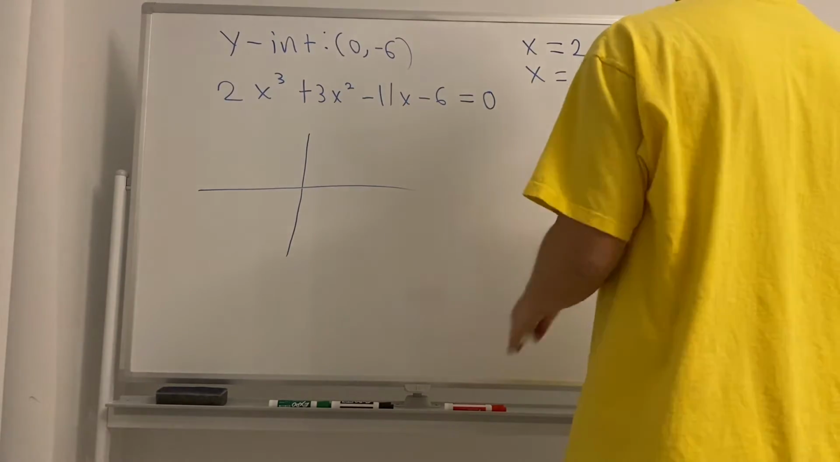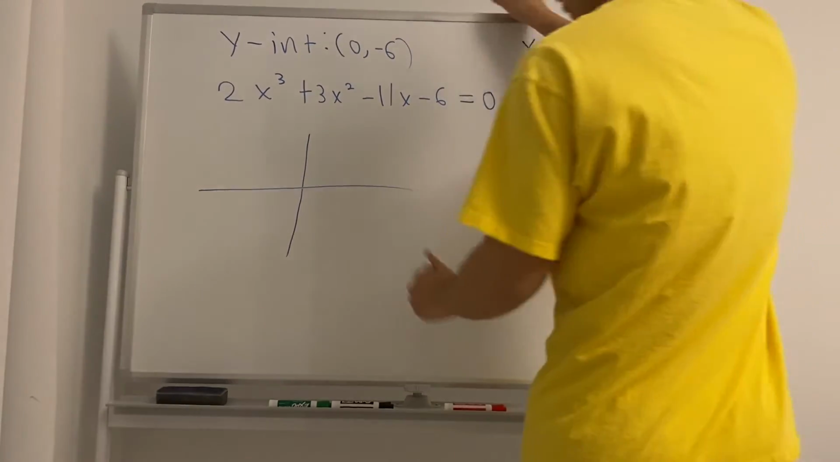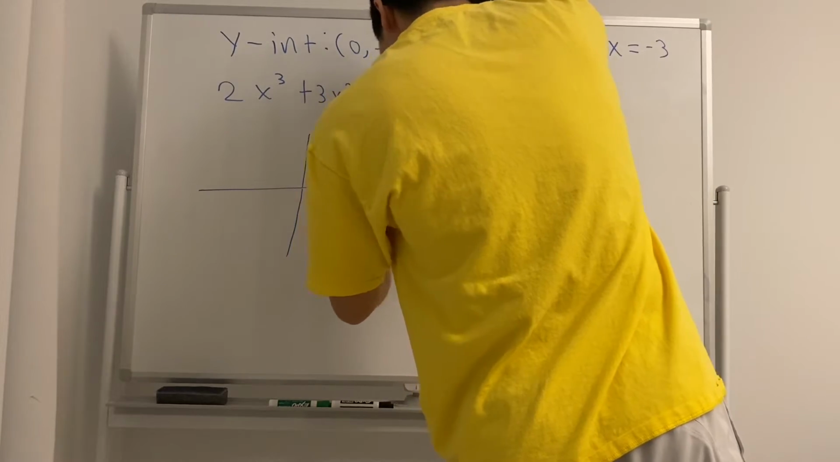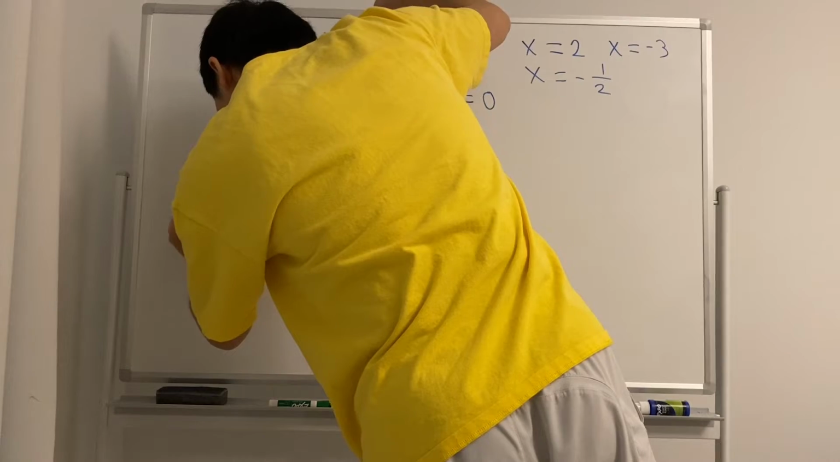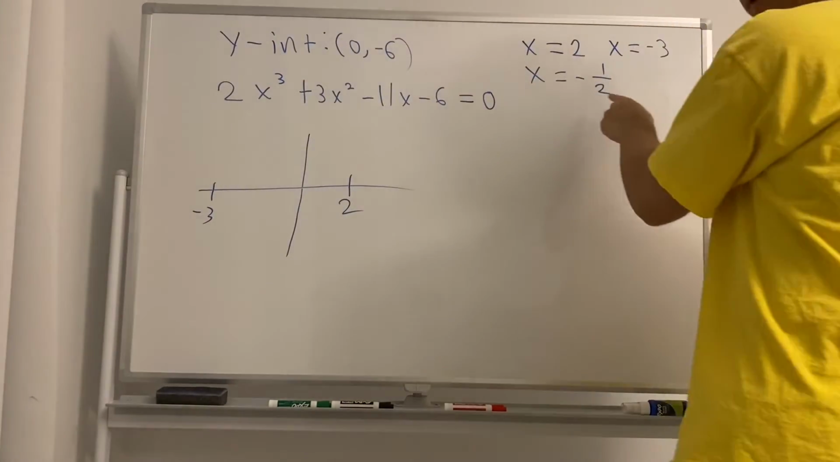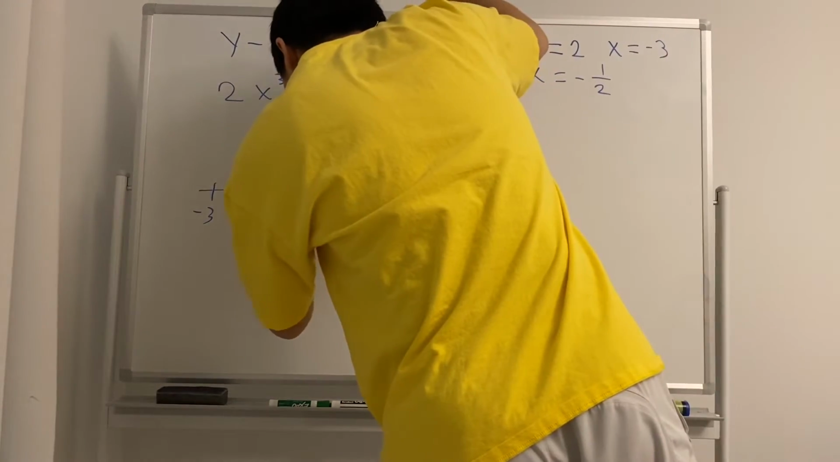First thing I'm going to do is plot these x-intercepts. So x equals 2, so we can put that here maybe. This is 2. This is a negative 3, so we can put that over here. And x equals negative 1 over 2, so we can put that here.